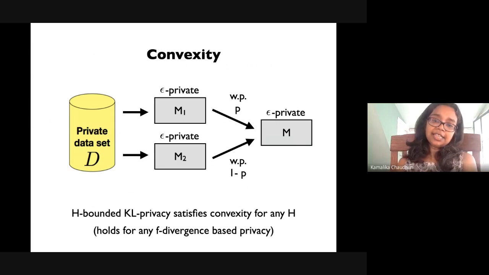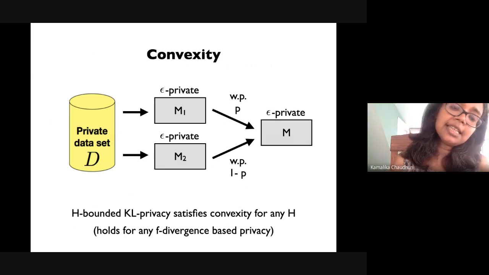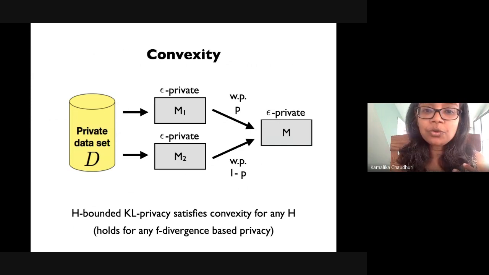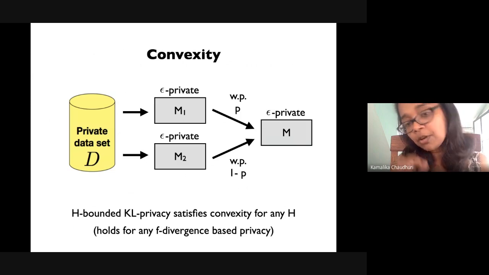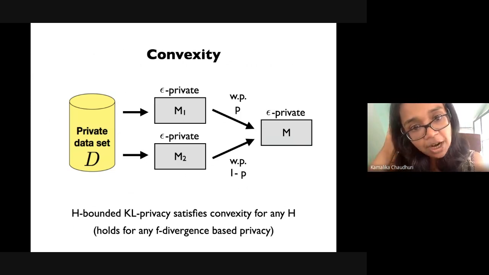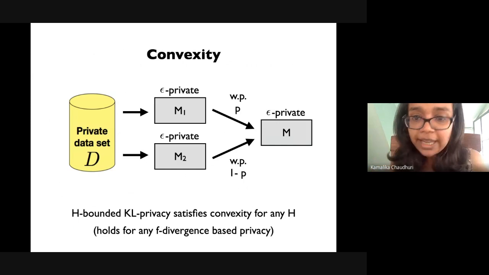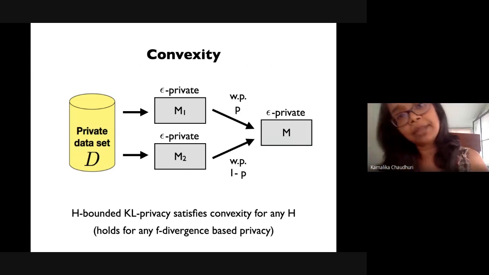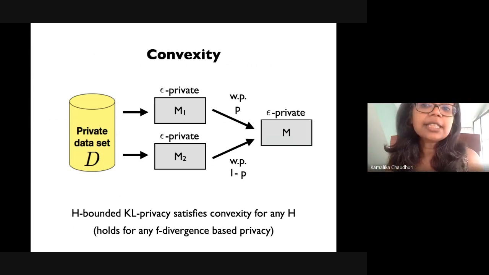So what does convexity mean? If you have a private data set, and you have two algorithms, M1 and M2, which are both epsilon private, and you pick M1 with probability p and M2 with probability 1 minus p, and then you release the result, where p does not depend on the data, then the result would also be epsilon private.